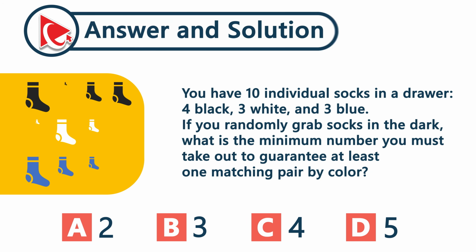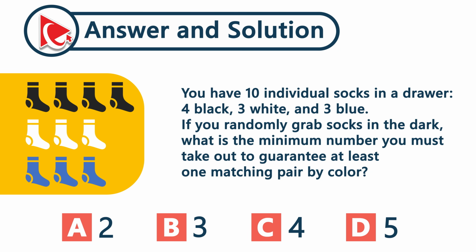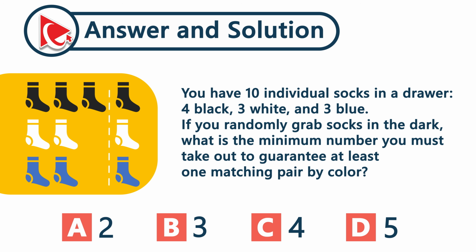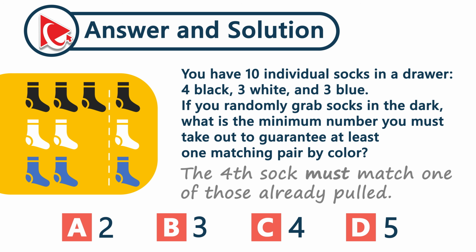Let's think worst case scenario. What if the first 3 socks are all different colors? 1 black, 1 white, and 1 blue. That means 3 socks, no pair. But once you pull out a 4th, it must match one of the first 3. So, to guarantee a pair, you need at least 4 socks, and the correct answer here is choice C, 4.